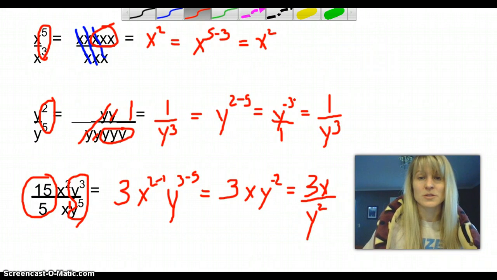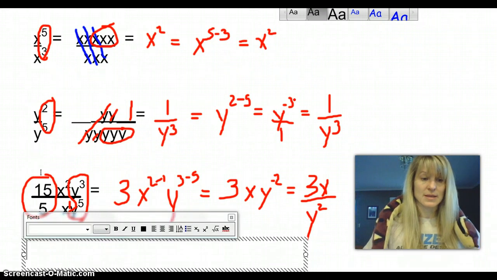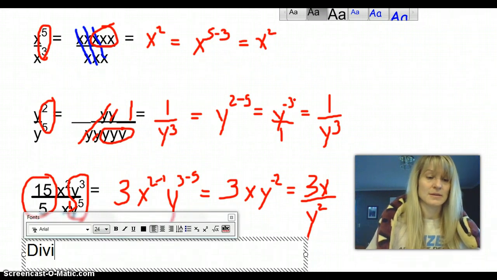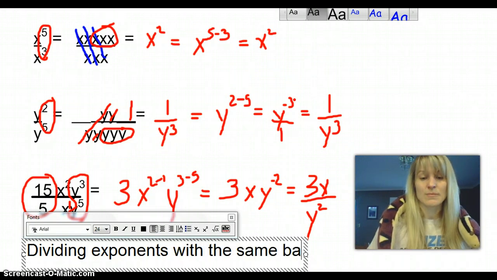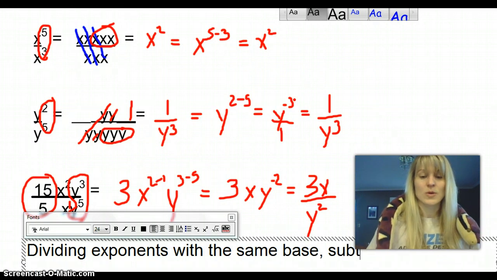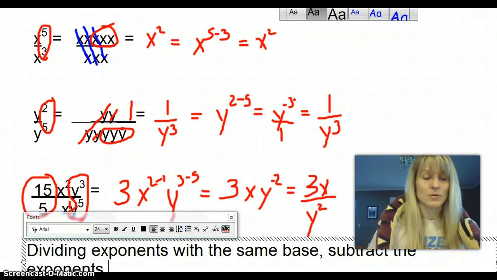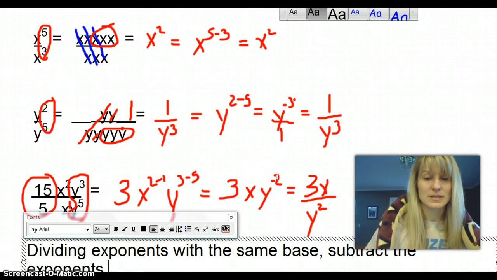Okay? So really what I want you to remember for your rule for tomorrow, and when you walk into class, you're going to be given a series of problems like this, is when dividing exponents with the same base, okay, remember your base is the bottom number that you begin with, subtract the exponents. And that's it. So all we did up here is we did 5 minus 3, x to the second, 2 minus 5, y to the negative third, 2 minus 1 is x to the first, 3 minus 5 is y to the negative second, and then if you have numbers here, you just go ahead and divide those.